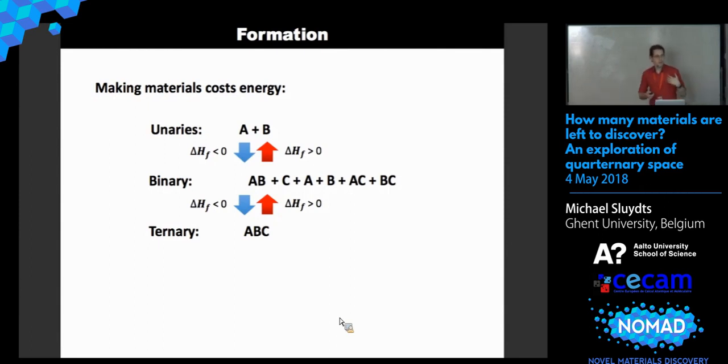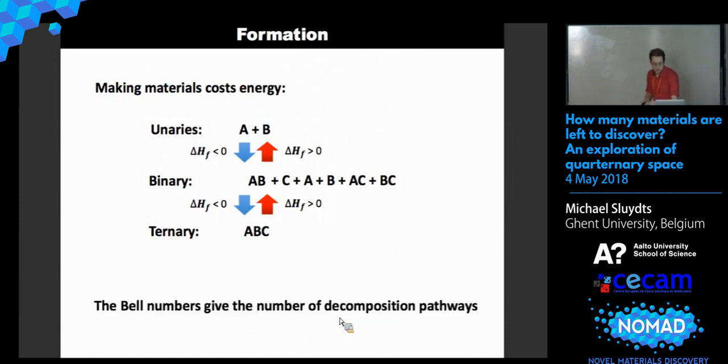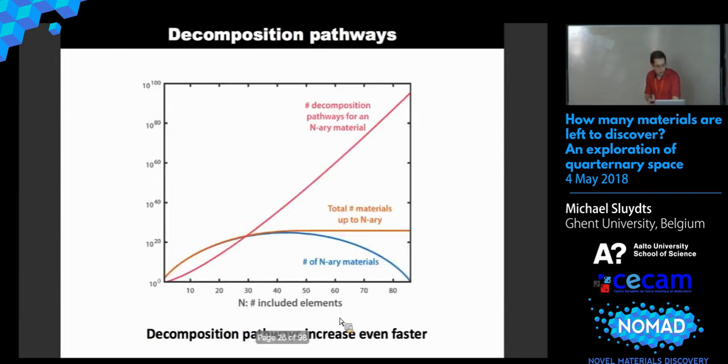And so this ABC material can dissociate in any combination which makes it energetically favorable to dissociate, which gives you lots of different decomposition pathways. And the number of these decomposition pathways increases very fast as you go to more complex materials. And so you can count these. Luckily, someone else has already done this for us for this non-stoichiometry case. They are called the Bell numbers, and they look like this.